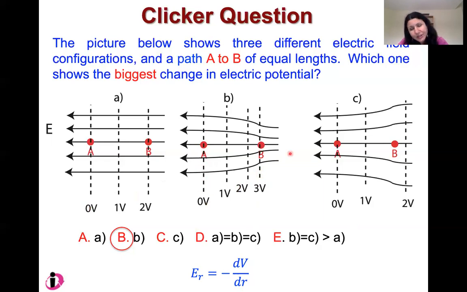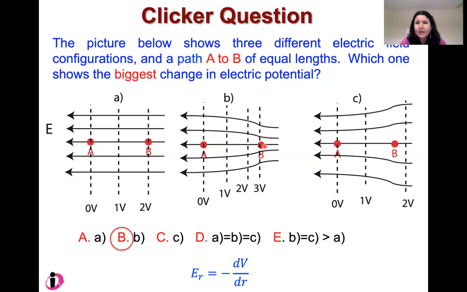So let's go to the right, because I'm starting at 0 here. Let's say to go from 0 to 1 volt, maybe they're a little bit closer here, but it's more or less the same distance. But then to go from 1 to 2, because the density is getting larger, you move a smaller distance. Remember, A and B are equal distance apart. So electric field is getting stronger, the rate of change of voltage is getting bigger, so it's changing more rapidly. So by the time we get to B, we're already at 3 volts.